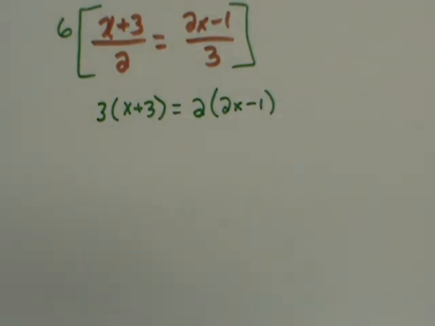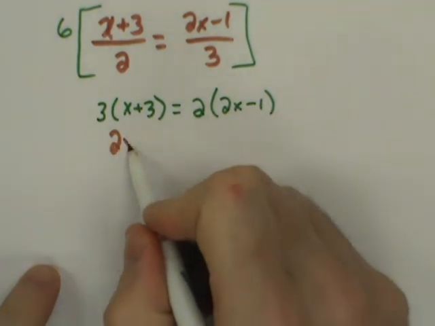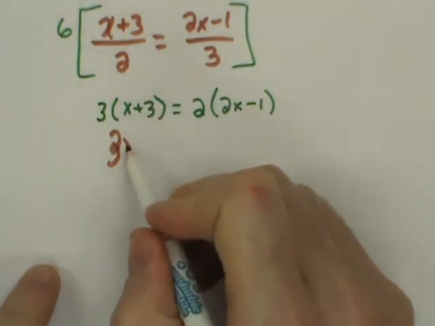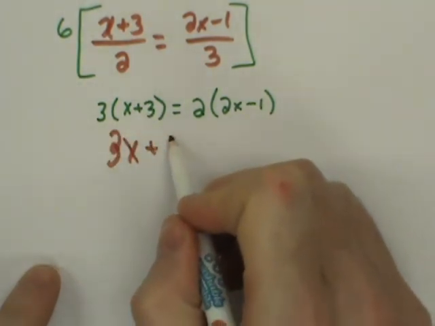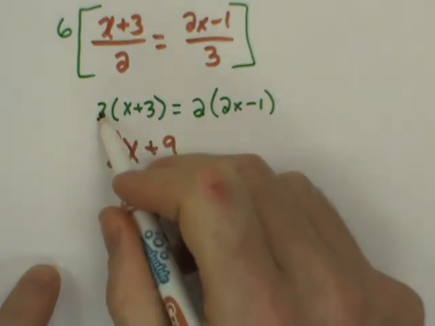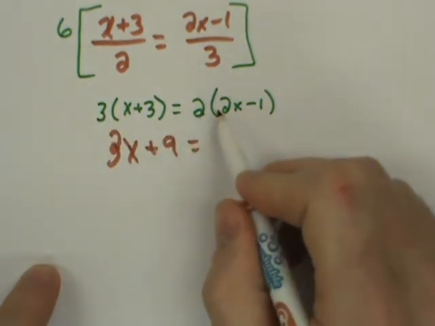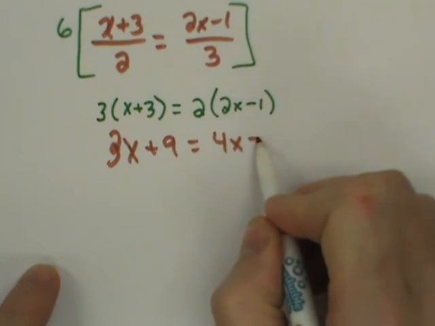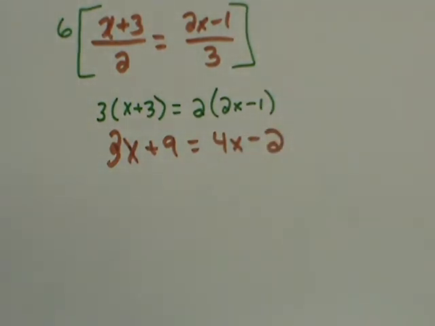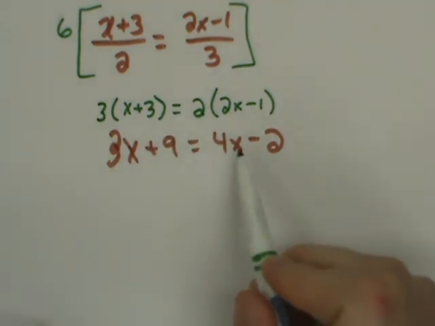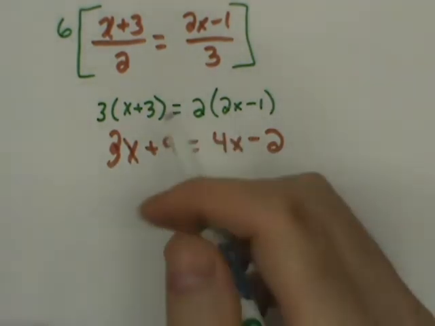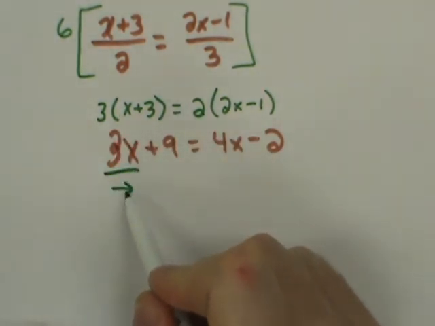As I distribute, I get 3x plus 9. 3 times x is 3x, 3 times 3 is 9, equals 2 times 2 is 4x minus 2. Now from here, we use our techniques for solving equations. Do you want to move the 3x to the 2x? Hopefully your response is, let's move that 3x over.